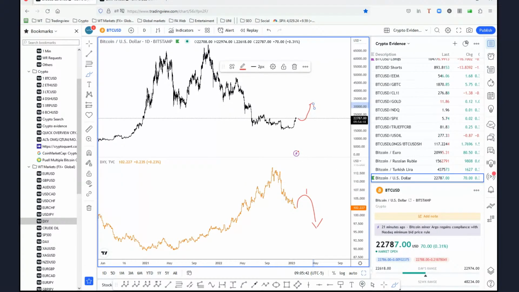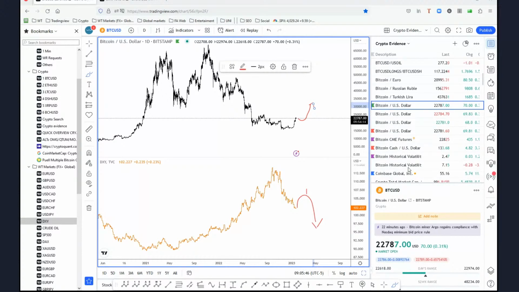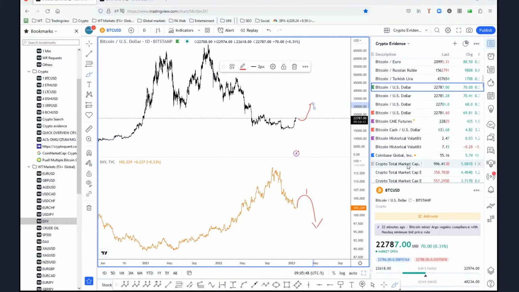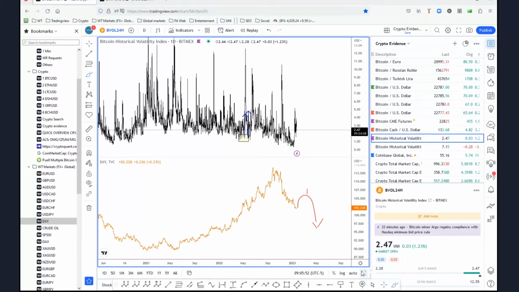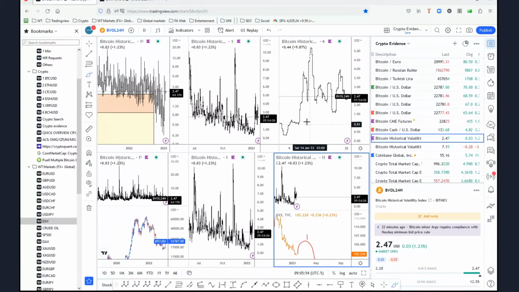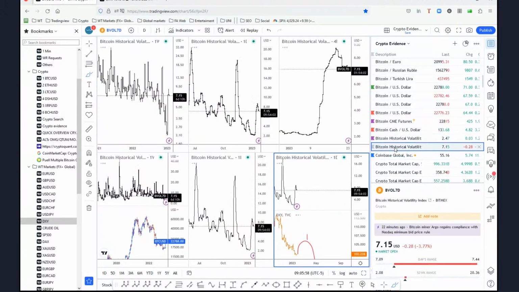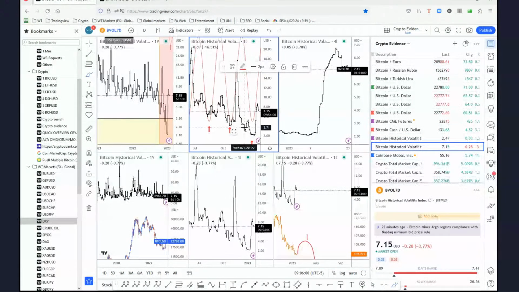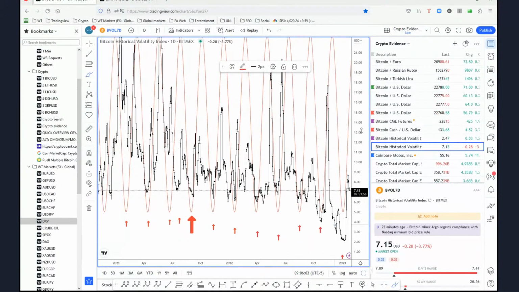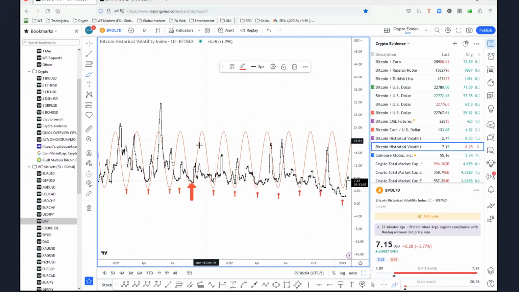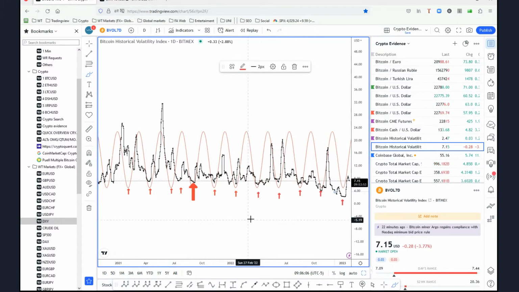Also, I have here the Bitcoin historical volatility. Let me check if that's the right one. Okay, maybe that's the one. Okay, and look at this Bitcoin volatility.